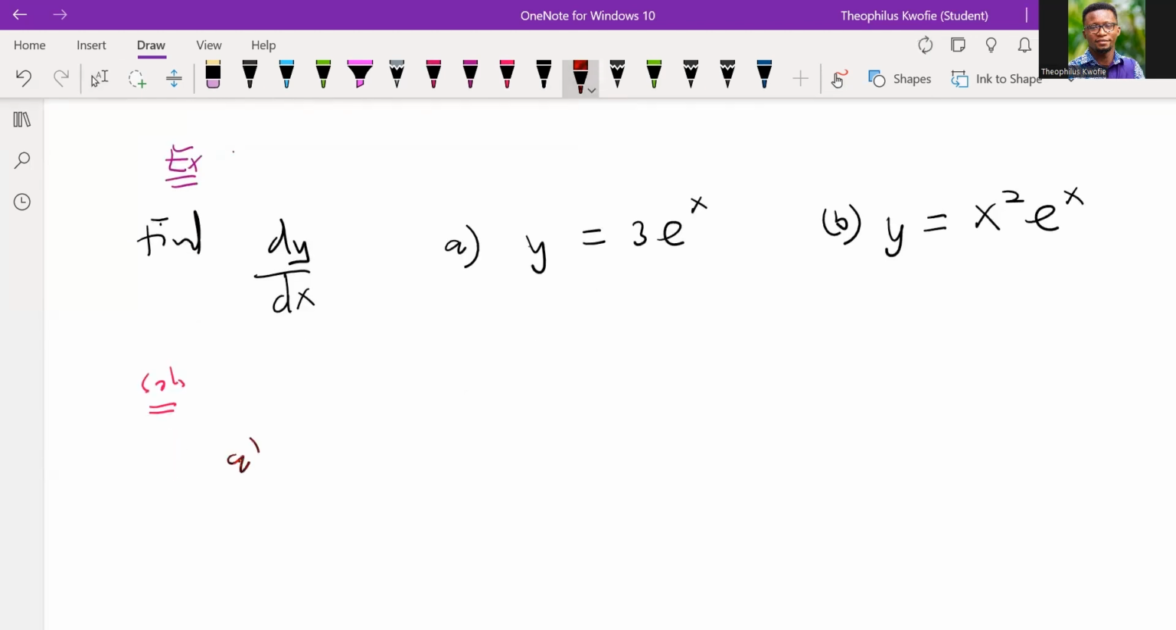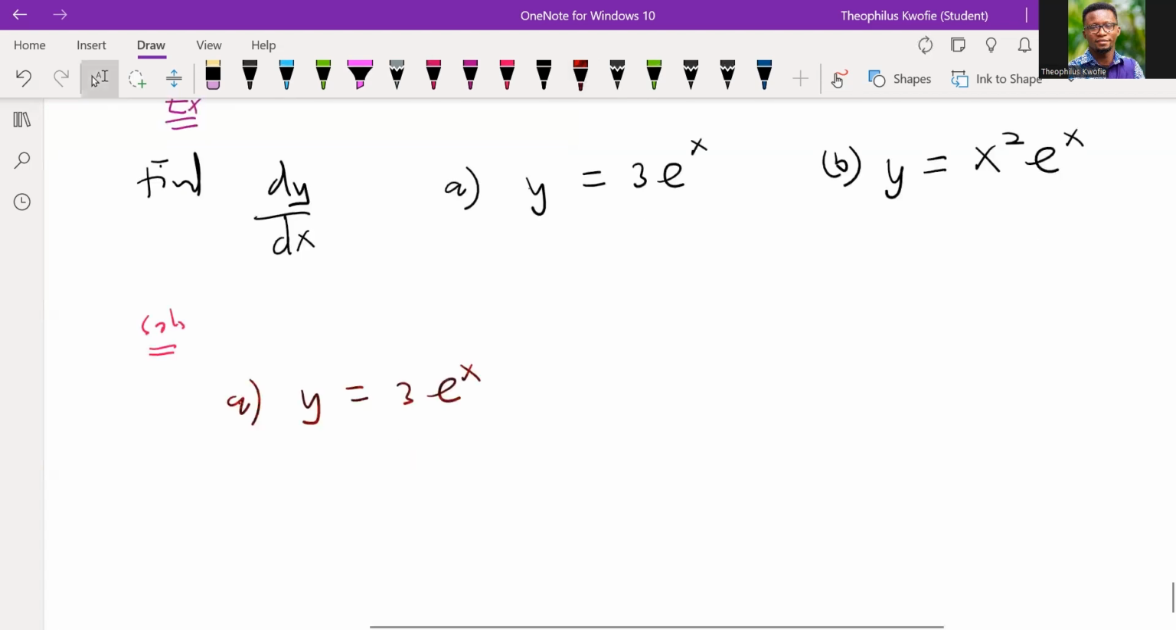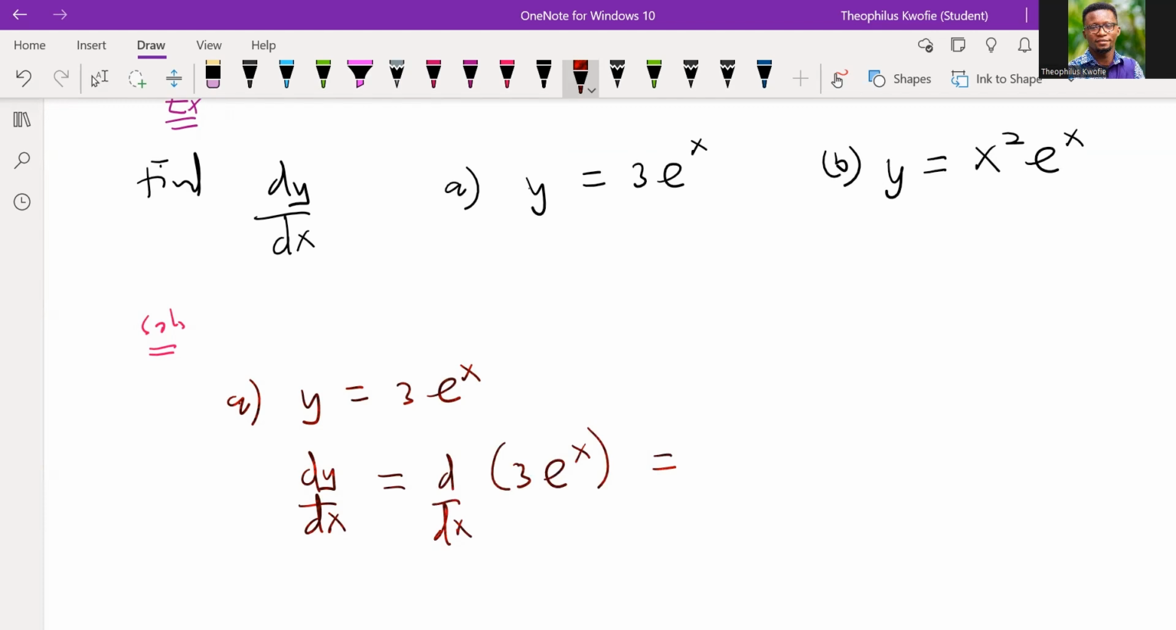All right, how do you solve this? For the first part, if I have y = 3 · e^x, we are going to find dy/dx. By applying the derivative on both sides, you're going to have, so 3 is just a constant, and since it's just a constant, you can just pull it out. But then we claim that the derivative of e^x is itself, right? So in that case, you're going to have 3 · e^x. So take note of that.